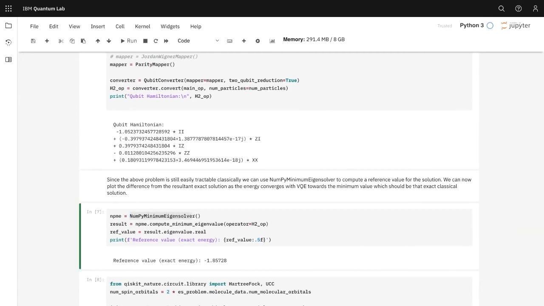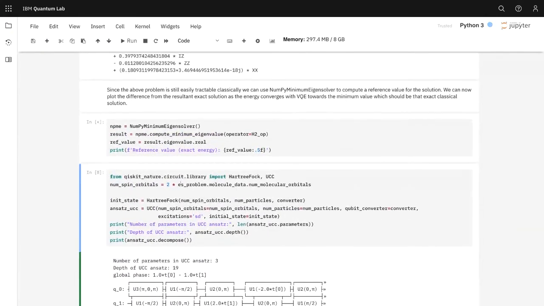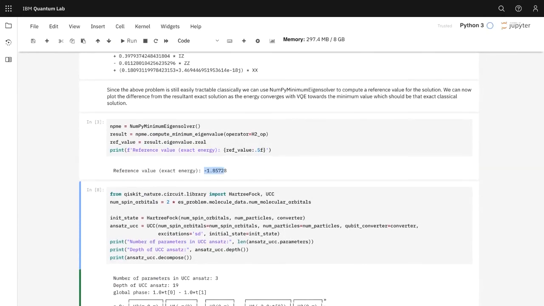So we set up the NumPy minimum eigensolver, and then call compute minimum eigenvalue on it with the H2 operator, which is this Hamiltonian here, and we get our reference value, and it's equal to this value. And again, this is the computed energy.